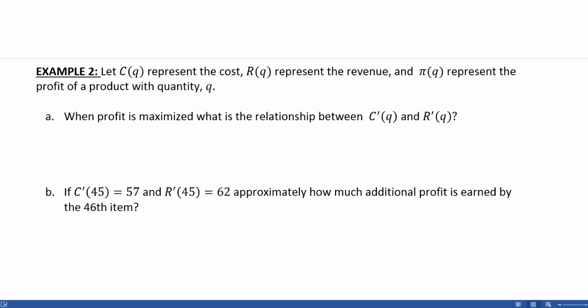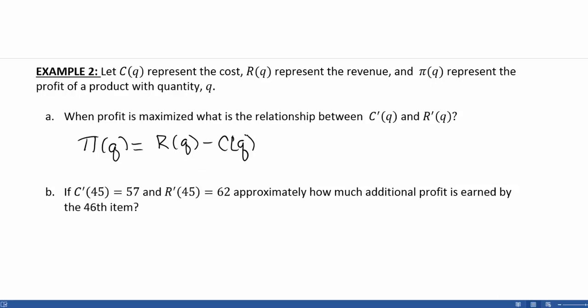So let's review what we know about the profit function. Really, we don't know too much, but we do know that profit is revenue minus cost. Now, with revenue minus cost, we don't have the derivatives in there yet. And so we're trying to think about what this has to do with the question being asked.